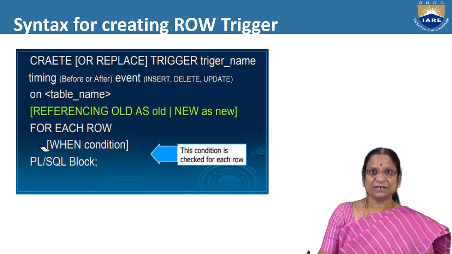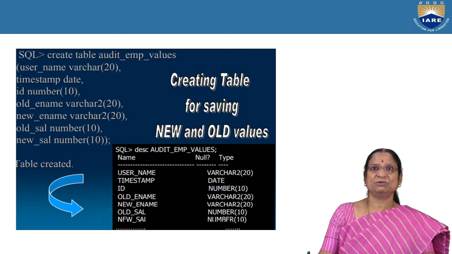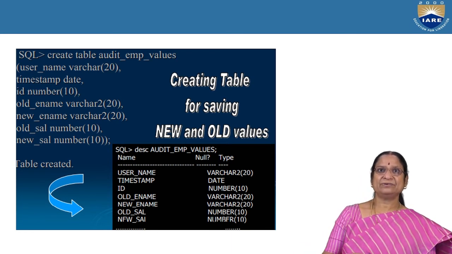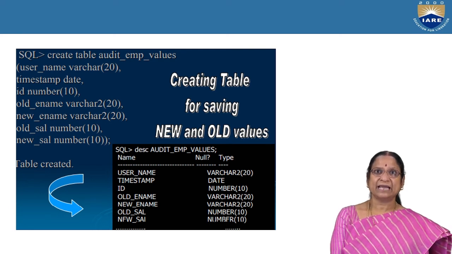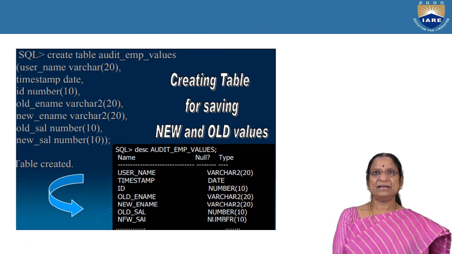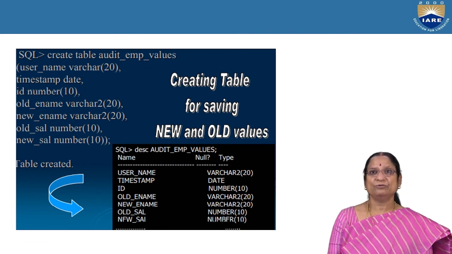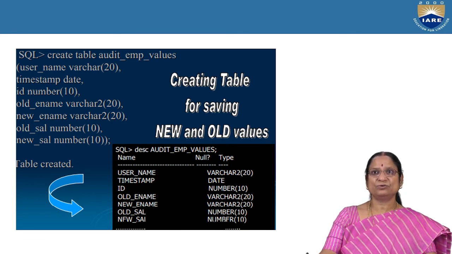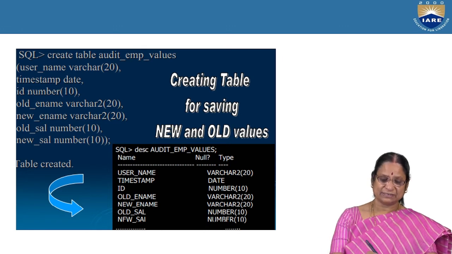That means before the update, we are going to store the old value also. For example, create a table audit_tmp with values: username, varchar2 character, timestamp, date, ID, old ename, new ename, old salary, new salary. We are maintaining this for auditing. What is the old value? What is the current new value? These are all stored internally for auditing purposes, just like we discussed earlier. So we are creating a table which will store old values as well as new values. This is the table.